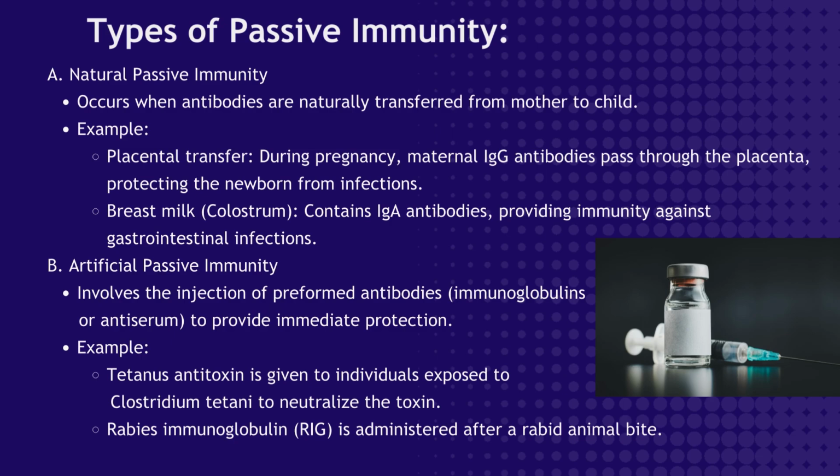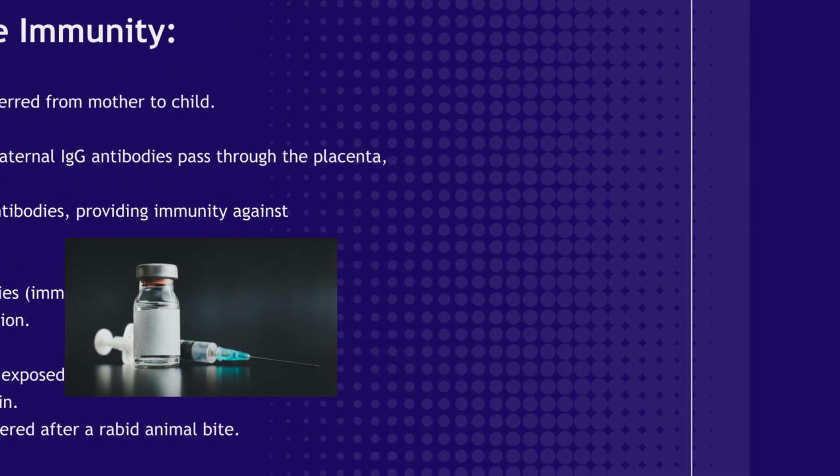Artificial passive immunity involves the injection of preformed antibodies, immunoglobulins, or antiserum to provide immediate protection. Example: tetanus antitoxin is given to individuals exposed to Clostridium tetani to neutralize the toxin. Rabies immunoglobulin (RIG) is administered after a rabid animal bite.